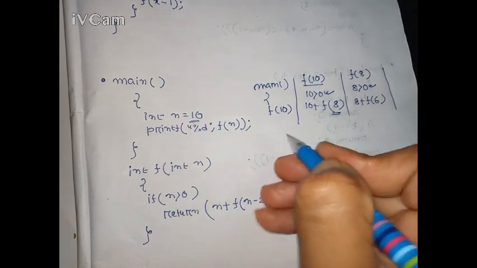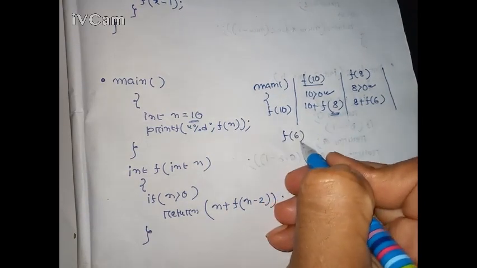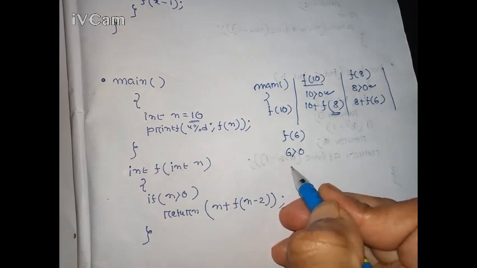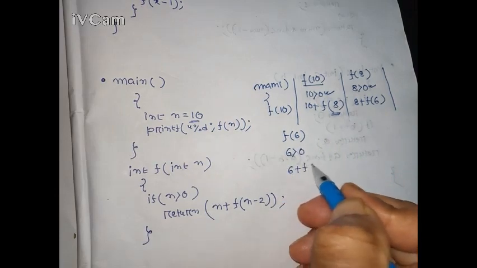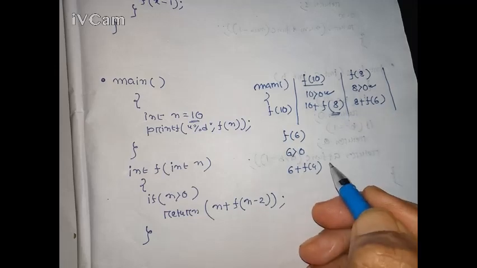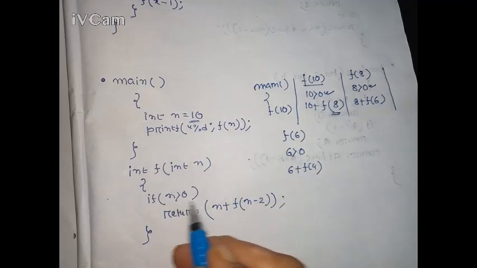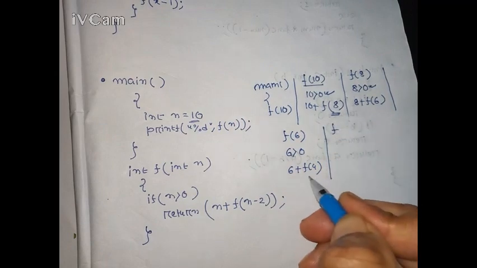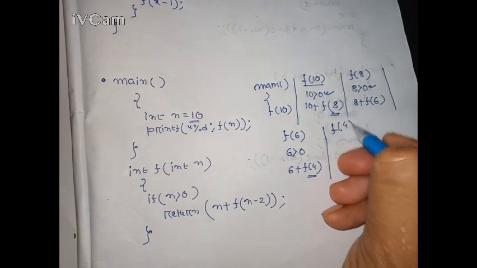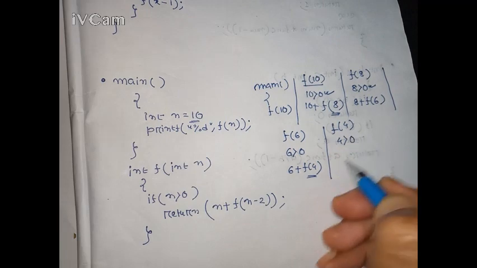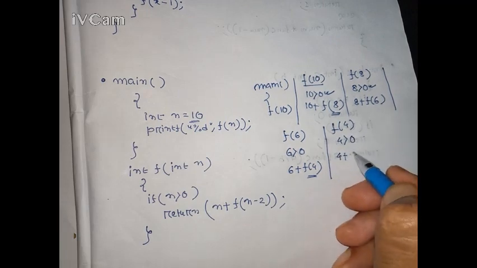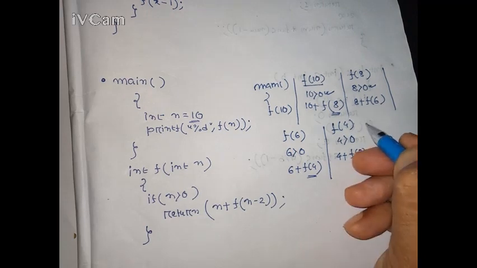Now look at this again, it will call f(6). 6 is greater than 0, the answer is yes. So it will return 6 plus f(4). It goes on until the value of n is no longer greater than 0. Now it will call f(4) recursively. This one is 4, 4 is greater than 0. So finally it will return 4 plus f(2).